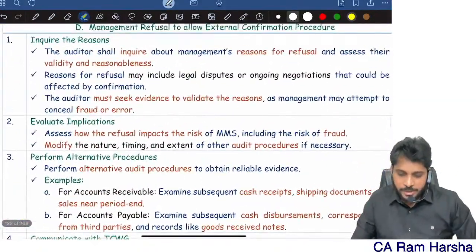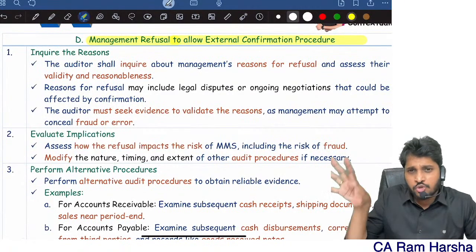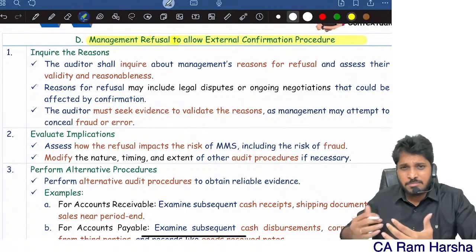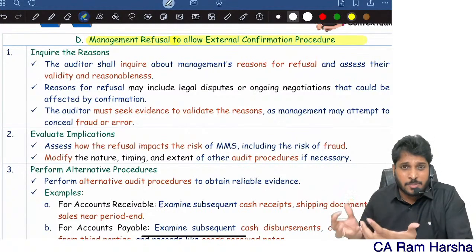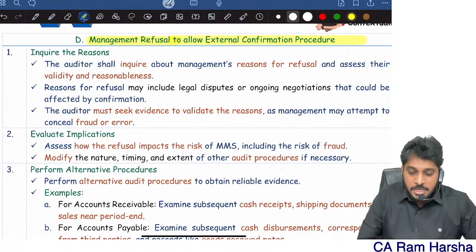Now finally, one more point. Sometimes management refuses to send external confirmation to 1 or 2 parties. They may say, sir, some issue is going on. Now if you send external confirmation again, the client might misunderstand. Let's not. So the auditor shall inquire.